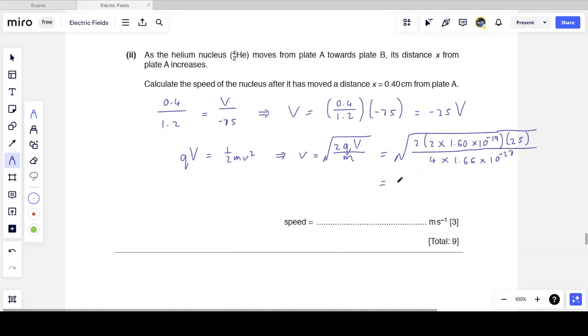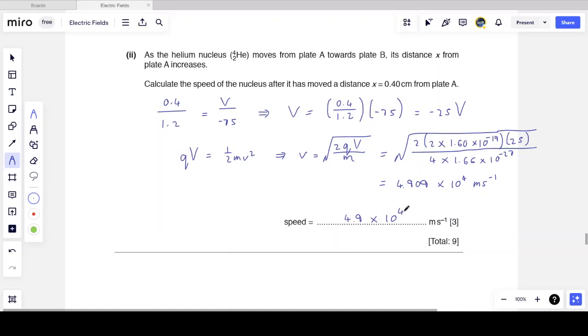Everything considered, I should get this to be 4.909 times 10 to the power 4 meters per second. To two significant figures, the speed is 4.9 times 10 to the 4 meters per second.